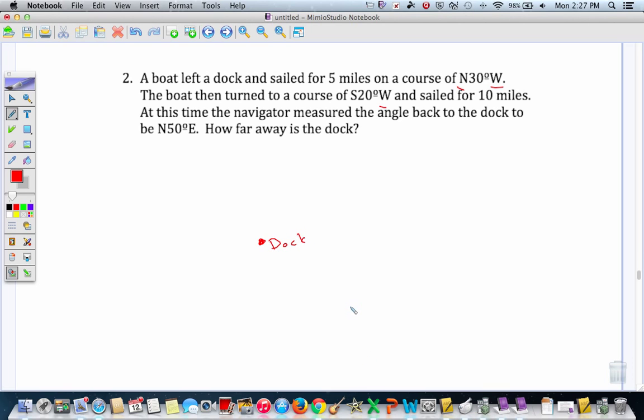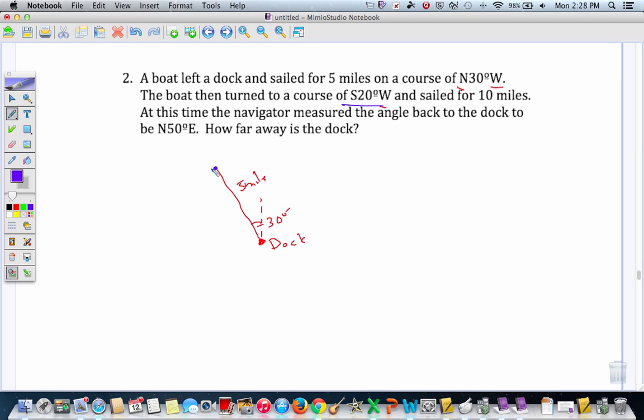So randomly, I'm just going to label my dock right here. He sailed for 5 miles on a course of north 30 degrees west. So my course is north, and we're going 30 degrees to the west of that. So in this direction, and we'll label that as 5 miles. So angle here, 30 degrees.